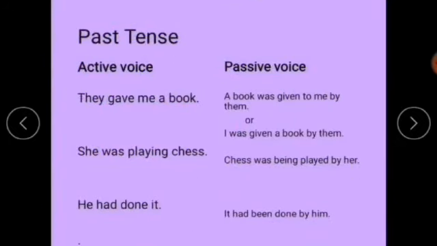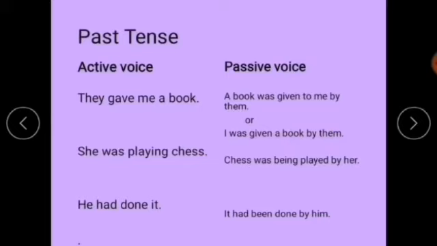Past tense. Simple past. They gave me a book. Here you can see me, a book. Two objects are there. One is the direct object and one is the indirect object. So it can be changed in this way. A book was given to me by them. I was given a book by them.